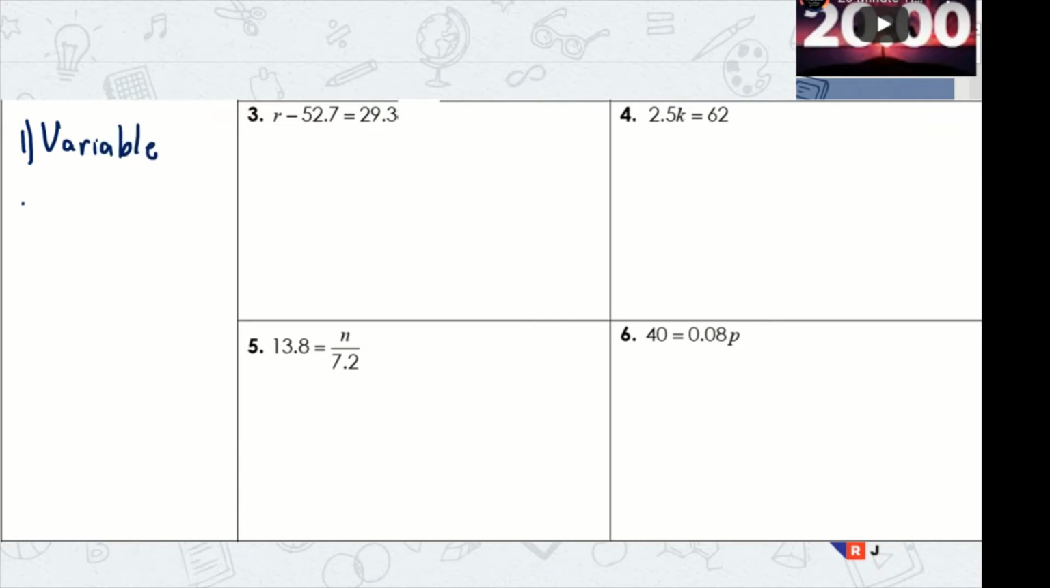Step number two, it is, I need to check what? Yeah, the math operation tied to the variable. Step number three, I need the opposite, the inverse operation. And step number four, you can use the calculator now to quickly check this one.